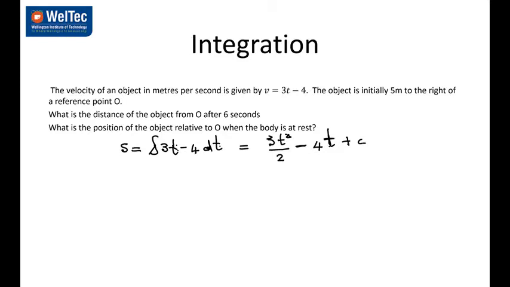Look in the question: it says the object is initially 5 meters to the right of a reference point O. So what that says is that when t is 0, s is 5. We just need to put that in, so 5 equals negative 4t plus c, so c will equal 5.